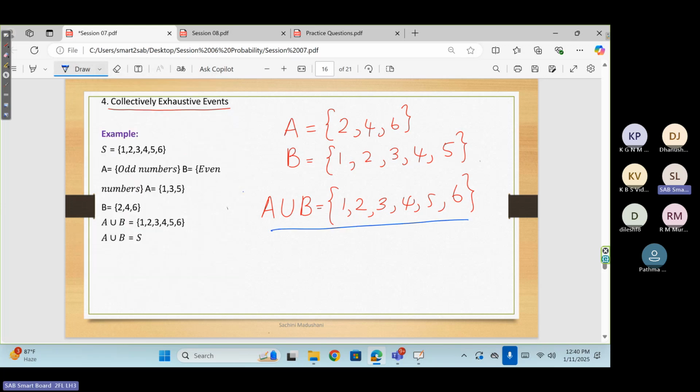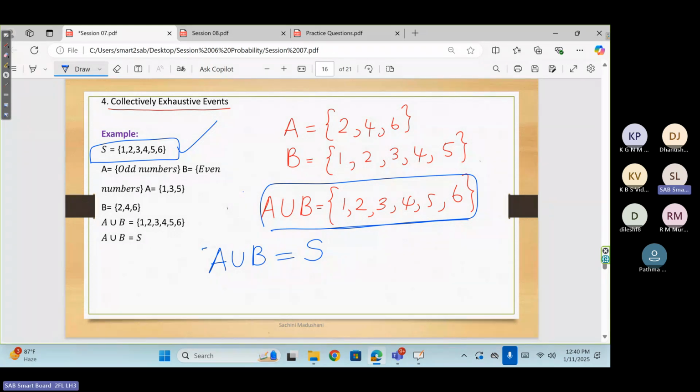In the union, it consists of the numbers 1 to 6, and the sample space is the numbers 1 to 6. Then it means A union B is equal to the sample space. A union B consists of 6 outcomes, 1 to 6. Then these elements are equal to the elements in the sample space. It means it covers the whole sample space. It's clear? Then we can say event A and event B are collectively exhaustive events.